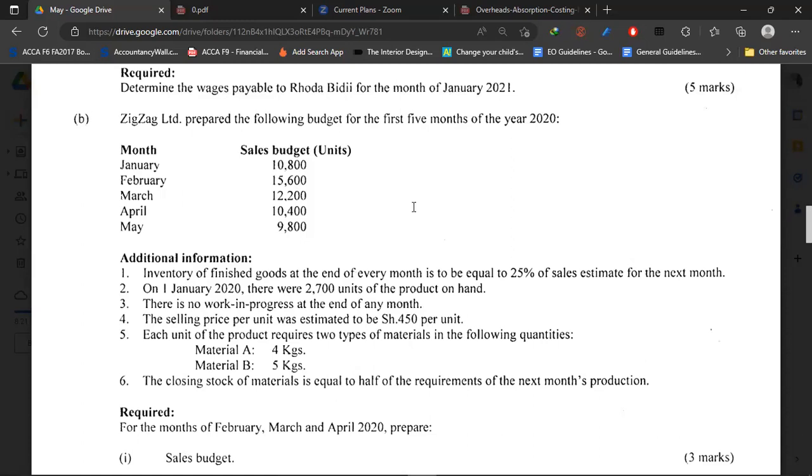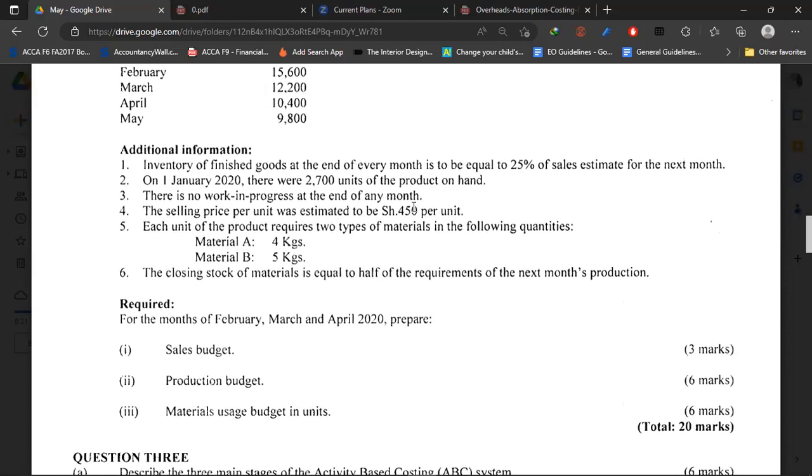On 1st January 2020, there were 2,700 units of the product on hand. There is no work in progress at the end of any month. The selling price per unit was estimated to be 450 shillings per unit. Each unit of the product requires 2 types of material in the following quantities. Material A, we need 4 kgs, material B, 5 kgs. The closing stock of materials is equal to half of the requirements of the next month's production. Required for the month of February, March, and April, prepare sales budget, production budget, material usage budget in units.